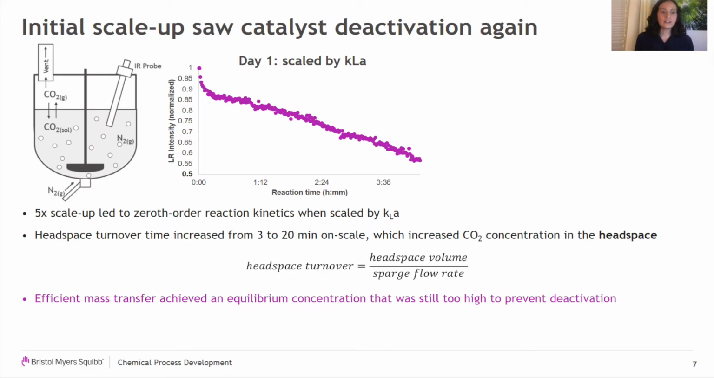So looking back at the reaction in the reactor over to the left, you see that you have nitrogen sparging into the reaction, and then you have carbon dioxide being formed in the liquid through the reaction, and then reaching some equilibrium, if the KLA is sufficient enough to do so, with the headspace. And then the headspace gets purged out through the vent through that same nitrogen sparge.